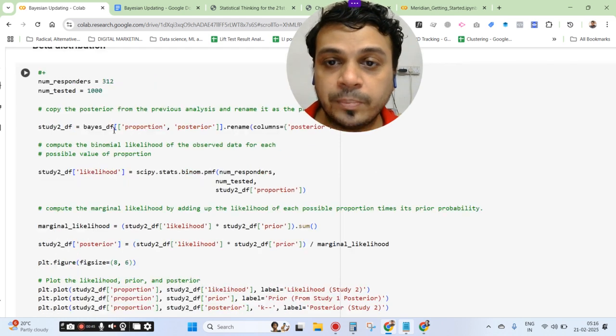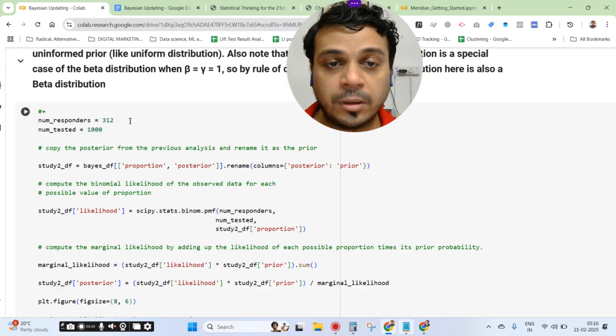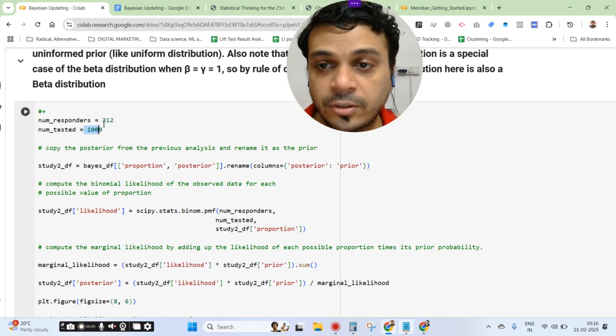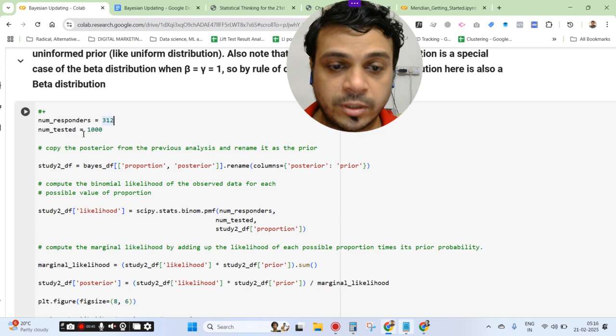So we are simply going to take the posterior values as the priors for the next iteration. And in this case, we simply have a larger number of samples. The number of tested has increased. The number of responders has also increased. Out of 1,000, there are 312, as you can see.